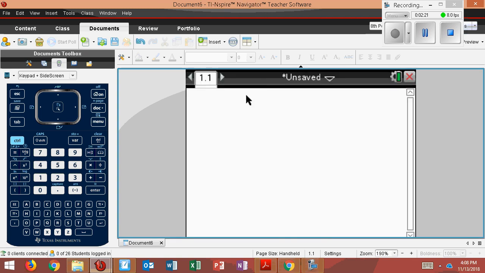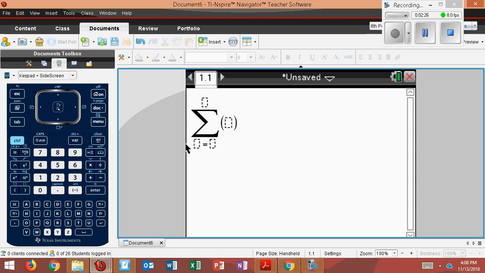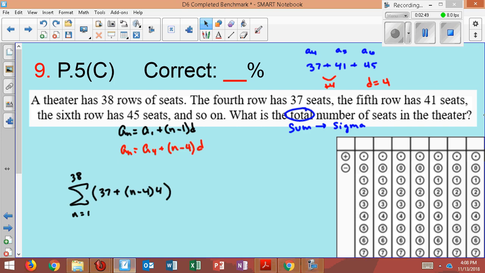So I'll go to calculator. The sum is next to the 9 button. Hit that. We say n equals 1. We have 38 rows. The first row had, was it 37 seats? Plus, anytime you use sigma, you leave the n in the calculator, n minus 4, because it was the fourth row, and the difference is 4. Press enter, we're getting 3,762. And so that would be my sum here.